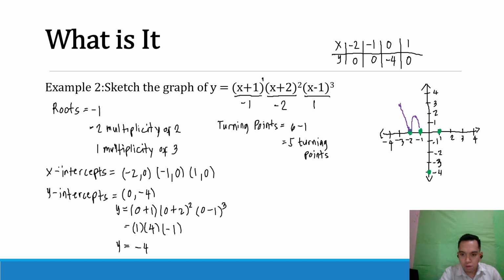Tapos, kukross na siya dito ngayon sa negative 1. Magkukross siya kasi yung ating multiplicity ay odd. Dito kasi kanina sa negative 2, ang ating multiplicity ay even. Kaya hindi siya magkukross. Ang mangyayari, magta-touch lang siya tapos magba-bounce back. Then dito sa negative 1, magkukross na yan dito sa negative 1. Magkukross siya kasi odd yung ating multiplicity. Magkukross yan dito.